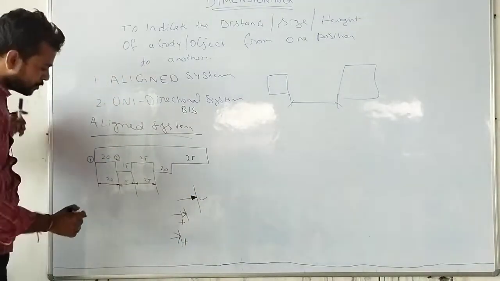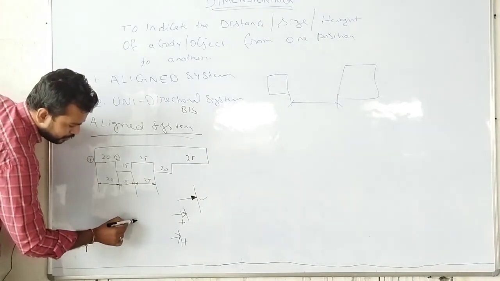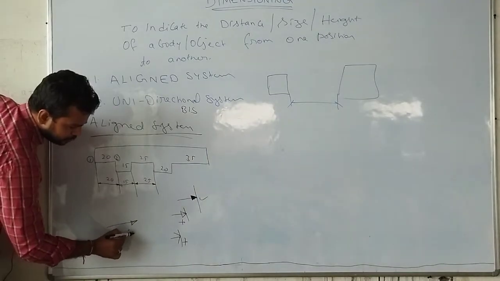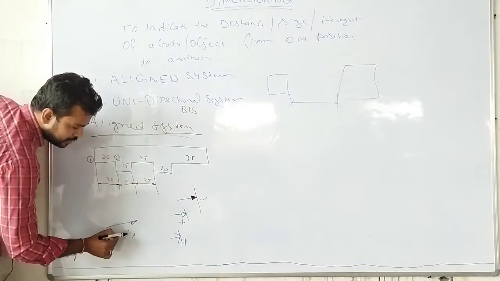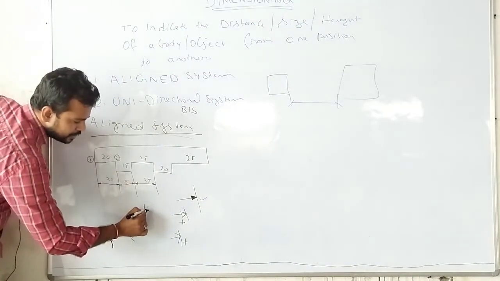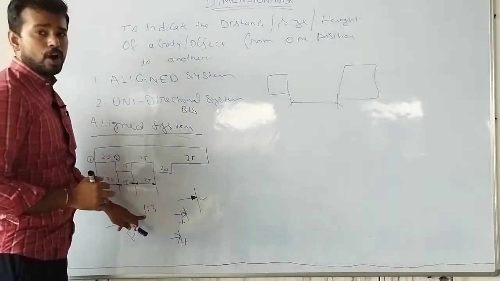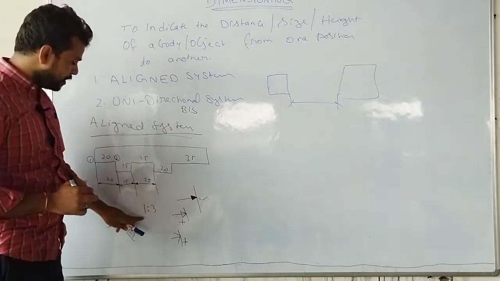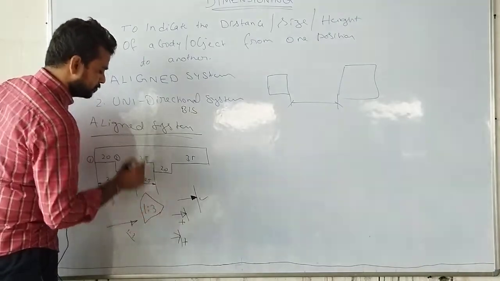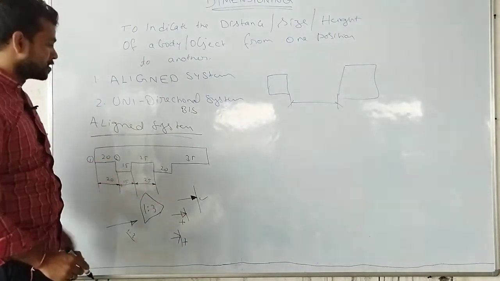And the arrow mark should be in the ratio 1:2. If the height is 1 unit, then the length of the arrow will be 2 units. The ratio of height and length of the arrow should be 1:2. Okay, so this is the right system of dimensioning.